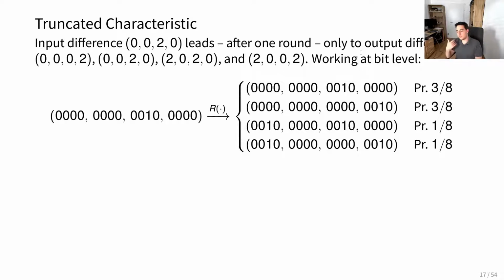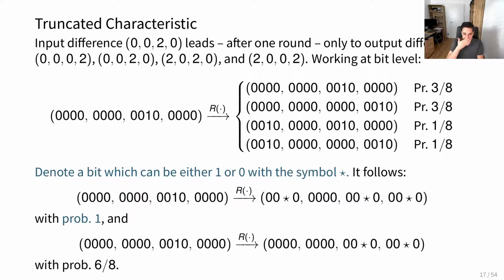And this now already leads us to the idea of, well, why do we actually care about these values? Why don't we just focus on the values we actually know about, these zeros here? And that's essentially what truncated is in this truncated characteristic. And this is essentially it.